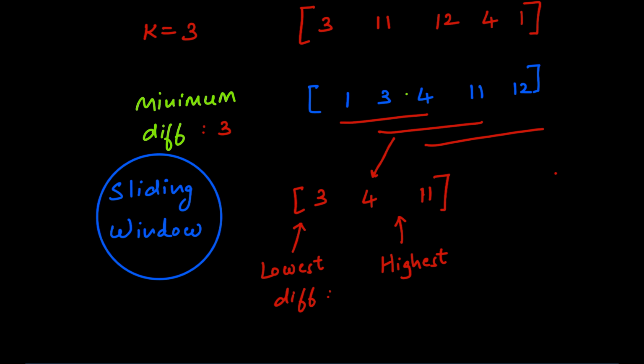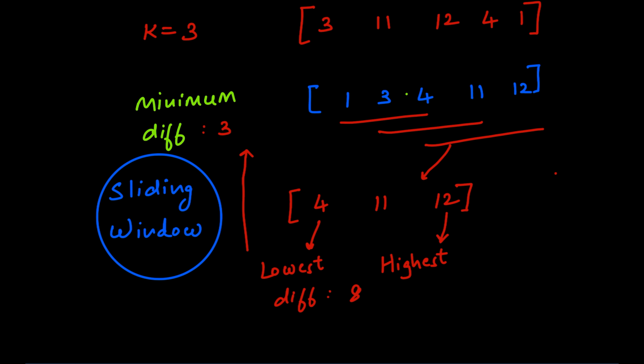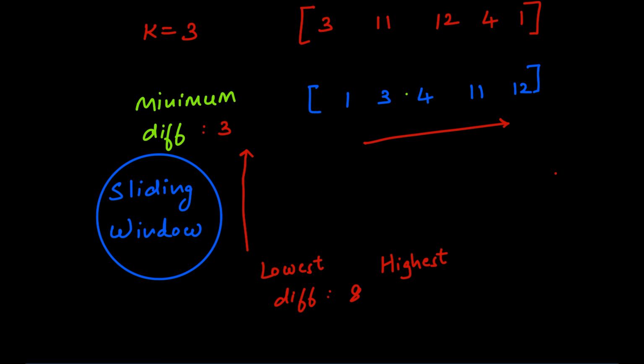Moving on to the next batch, which is 3, 4 and 11. Lowest is 3, highest is 11, the difference is 8, which is greater than the minimum difference, so the value will not be overridden. Similarly, in the last batch, we have 4, 11 and 12. The difference between highest and lowest is 8, which is greater than the minimum difference, so no changes to the minimum difference. As we have iterated through all possible pairs, we'll return the minimum difference as the output.